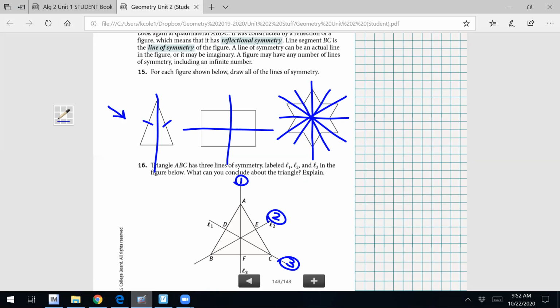Okay, so you have equilateral triangles. All sides are the same, so they're going to have 3 lines of symmetry. Then you have an isosceles triangle where 2 of the sides are going to be the same. You have 1 line of symmetry. And there's one more type of triangle. Do you know what that triangle is?